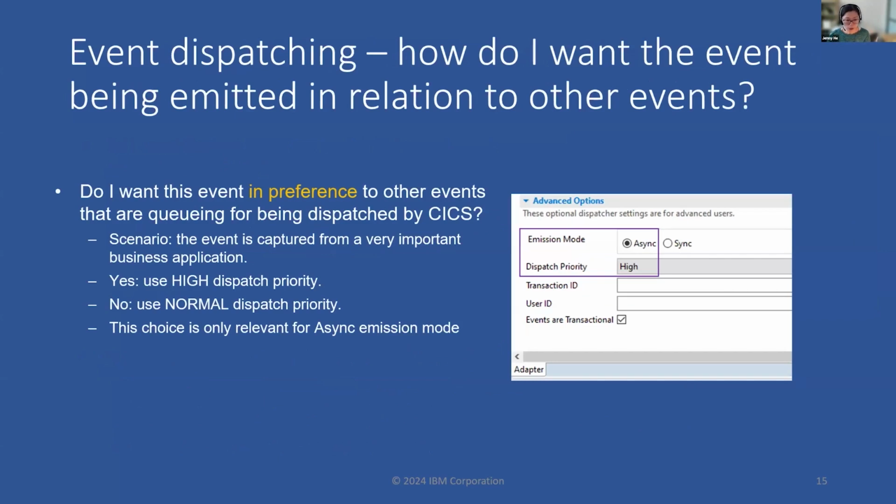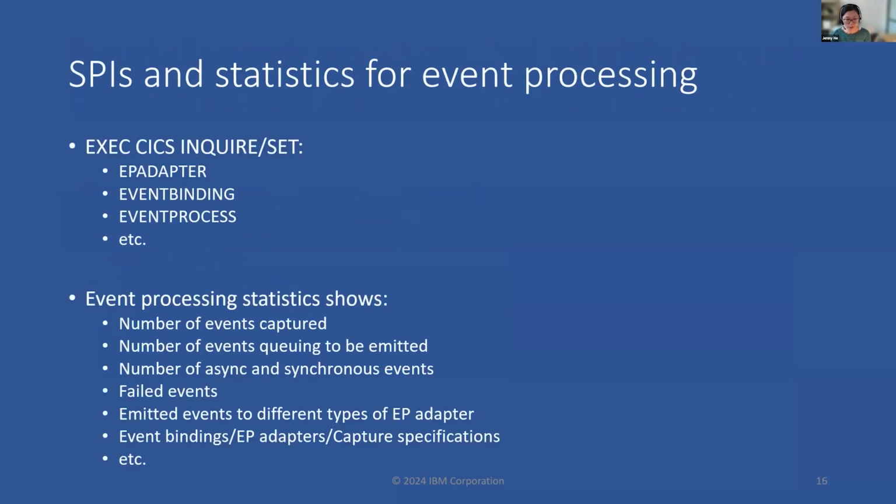The last one I'd like to mention is the dispatching priority. It has low, normal or high. This is about one particular event versus other events also captured from the CICS system. When CICS captures an event, it will put it on an internal CICS dispatch queue, waiting for dispatch to the destination of the EP adapters. But what is the relative priority of one event compared to the others already queuing? If you think your event is a higher priority than others, very important, you may want to use a high dispatch priority. Otherwise, you can use normal. Okay, so that's about the event dispatch characteristics.